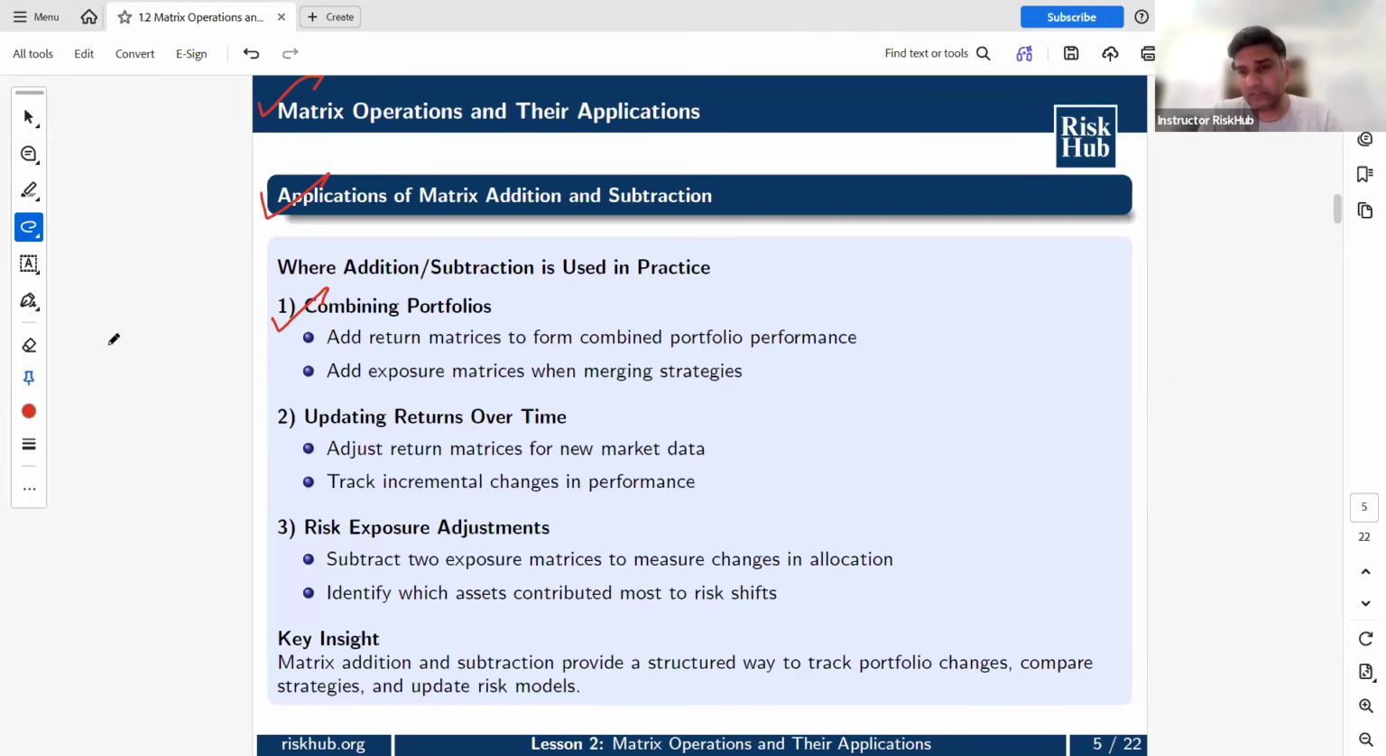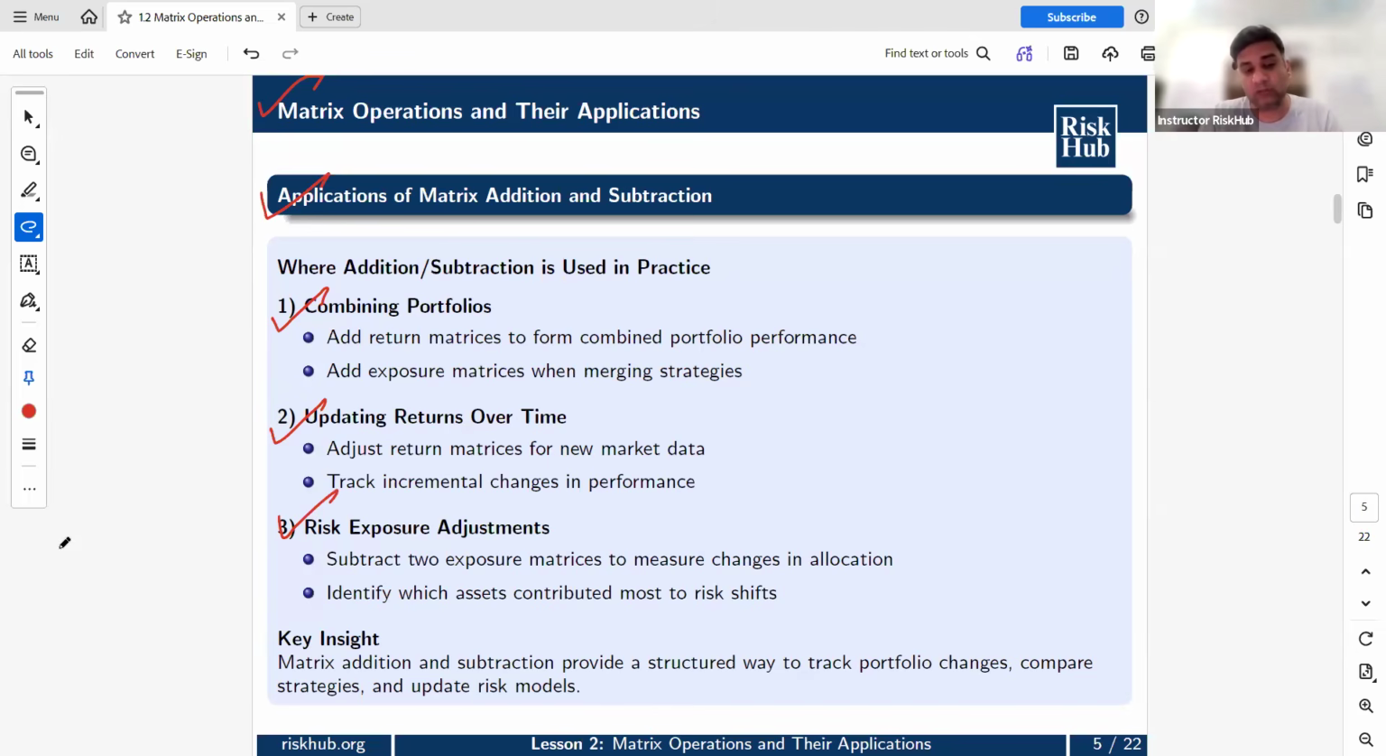That combined exposure becomes your matrix addition, right? Then when you're trying to update your returns over time, each day new returns arrive, exposures shift, weights change, and matrices are updated continuously. Large banks update covariance matrices, factor exposure, and profit and loss matrices daily.